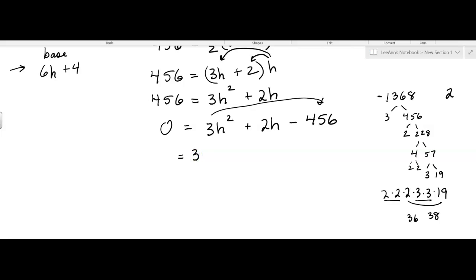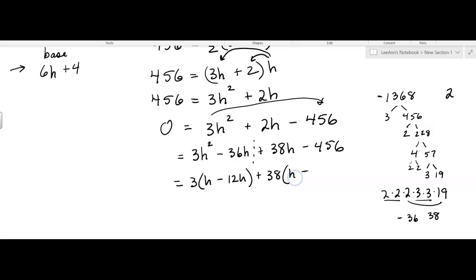Unfortunately, that doesn't tell us quite enough. So 3h squared. We're going to need the negative on the 36. So minus 36h plus 38h minus 456. Now this should work out because we found the numbers. So that's the beauty of the AC method. We know it's got to be 38. Now, how many times does 38 go into 456? Well, it better be 12, but let's double check it. Yep, it's 12.